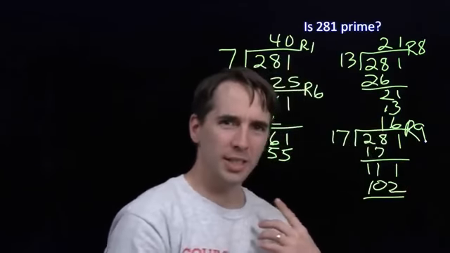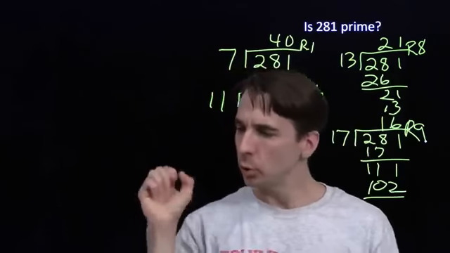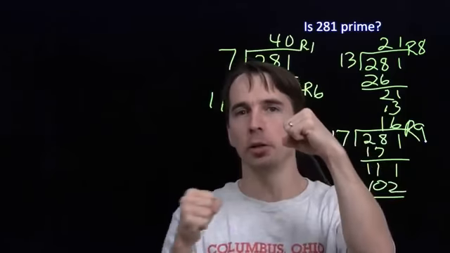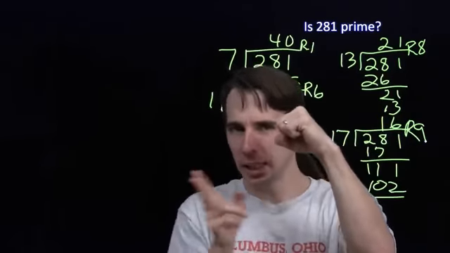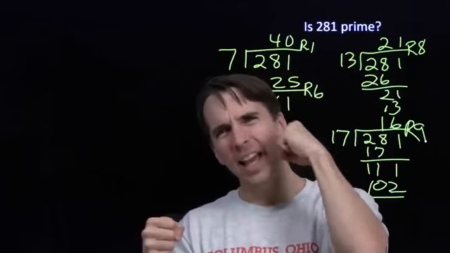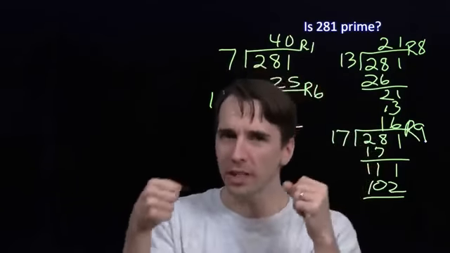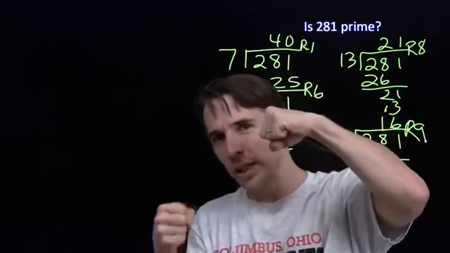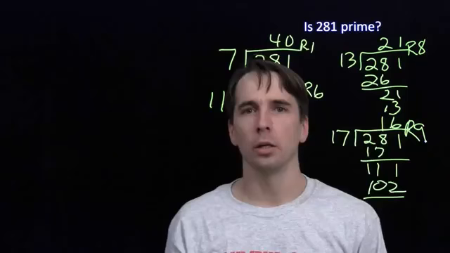They'll all be smaller than 16. Now let's think about what would happen if we found one that worked. We divide a number into 281, and we get a quotient and no remainder. Well, that tells us that the number we're dividing by times the quotient equals 281. That means the number we're dividing by and the quotient are both divisors of 281. So if we find something that works, we'll actually get two things that work: the thing that we're dividing by and the quotient we get out. If the remainder is 0, both of these are divisors of 281.